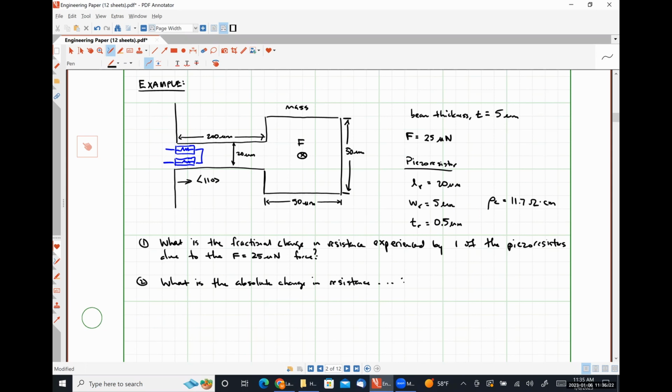And then the rest of the sentence is the same. So before we get into the math here, let's talk about a couple of things. For this cantilever bending, why am I choosing to integrate our piezo resistors at the location that I have chosen? Does anybody have any thoughts?